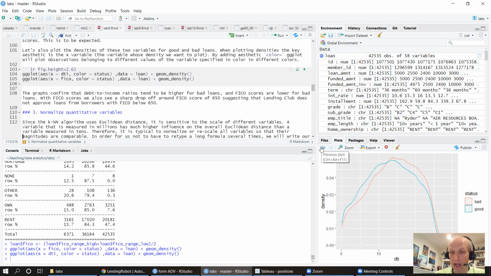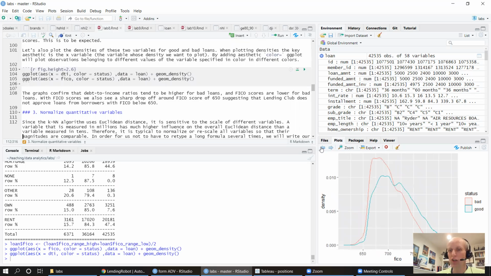But the scale of the FICO score is much larger. So the distance between loan A and loan B in terms of a FICO score will be larger numbers. And so the algorithm would weigh the FICO score more heavily and try to minimize those distances, and we don't want that. We don't have any prior as to which factor should be weighted more or less, and therefore we want to rescale them so that they're all on the same scale. And how about we use a 0-1 scale? How can we do that?